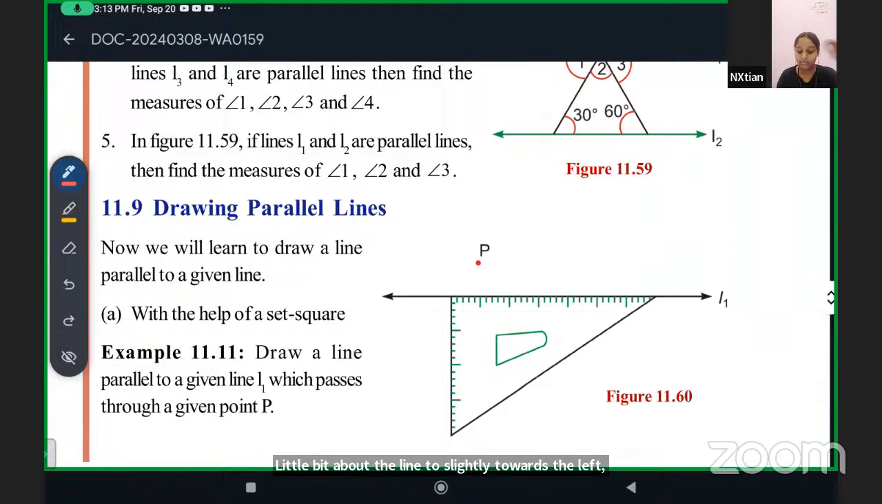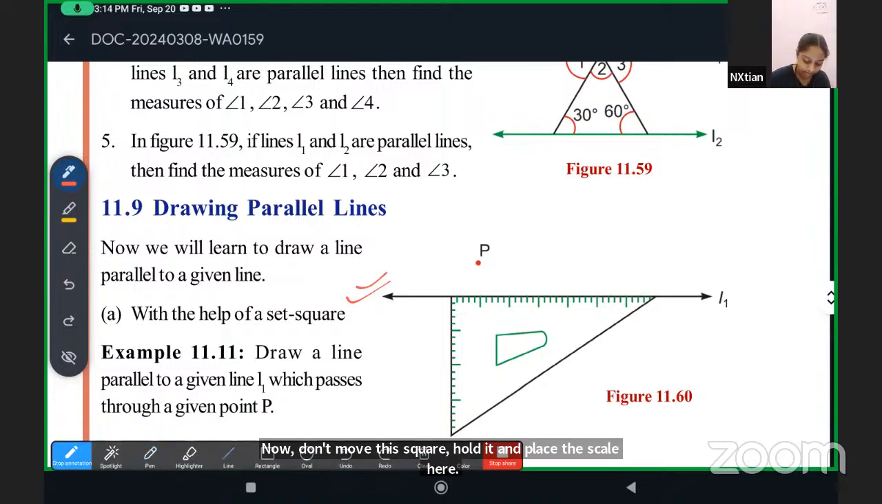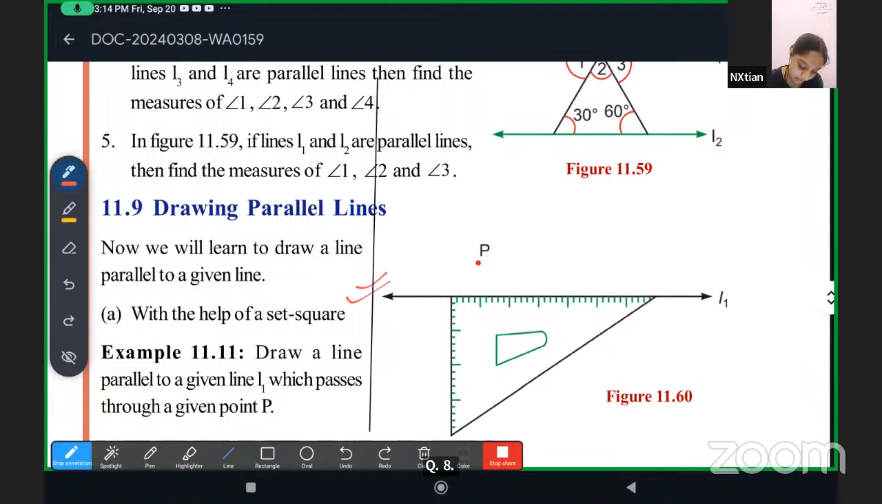Then on L1, take the set square and place it like this. Now, don't move the set square, hold it and place the scale here, to the left of the set square. Yes, place the scale here, like this.